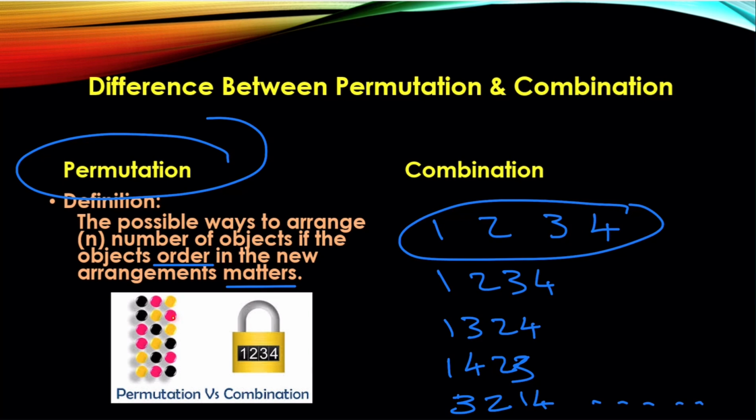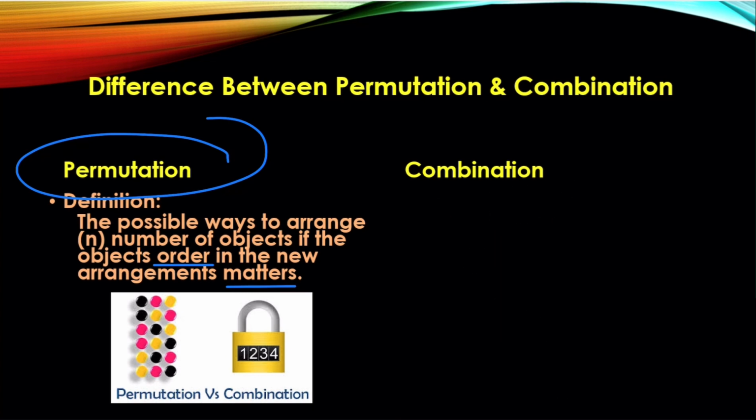Maybe this is your favorite. But at the end of the day, you will get the same three colors in each line. So which one comes first in each line doesn't matter. In this case, it will be combination. So if the order doesn't matter, it will be combination. If the order matters, it will be permutation. We'll come across these points in the next slides also, and it will be more clear.